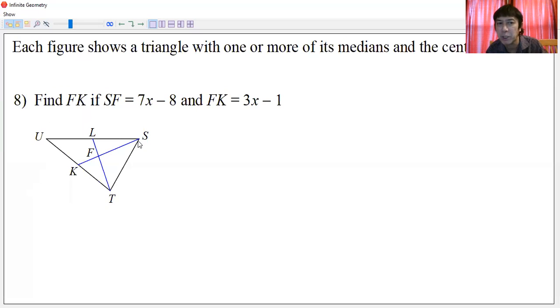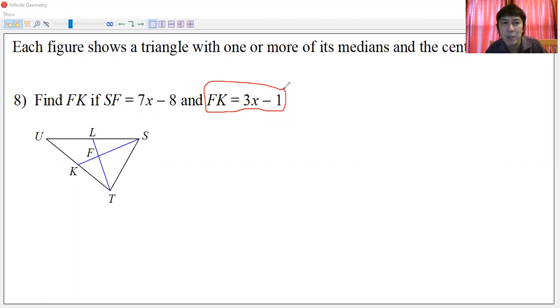This is for the median KS. Okay, for the median KS. So we have there find FK, and that looks like the smaller. And we have the expression for FK, 3x minus 1, over here. So we're going to use this expression later to compute for FK.